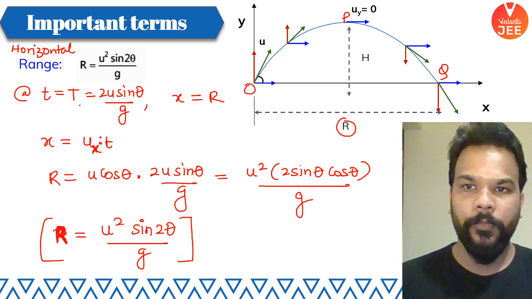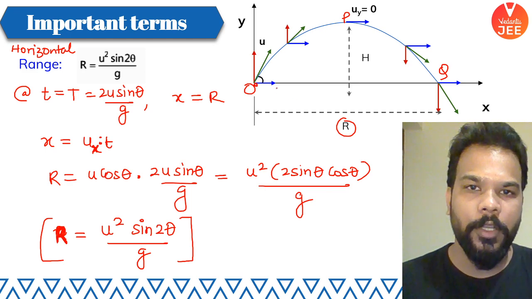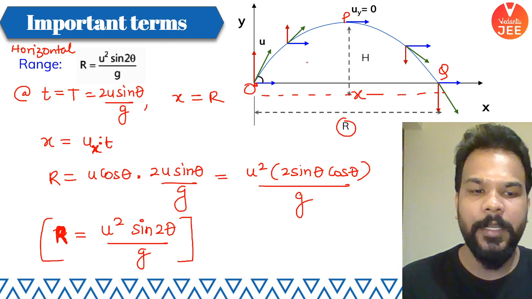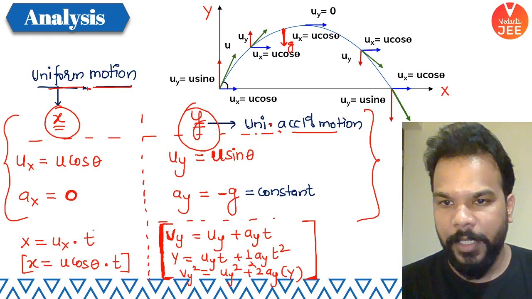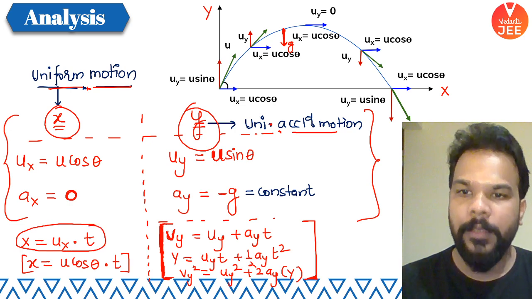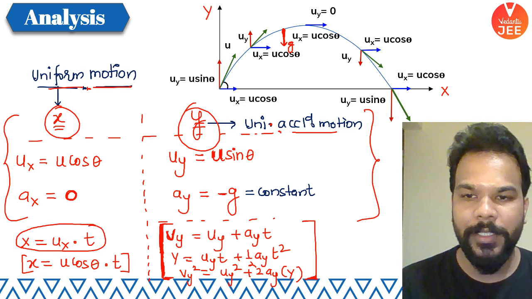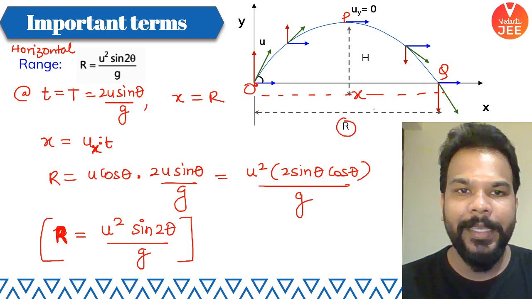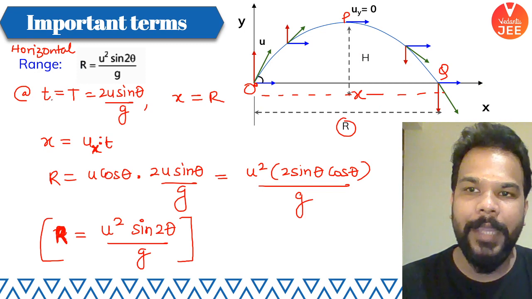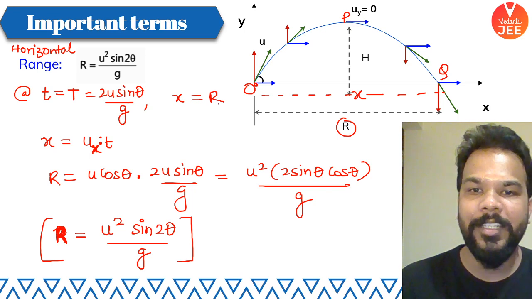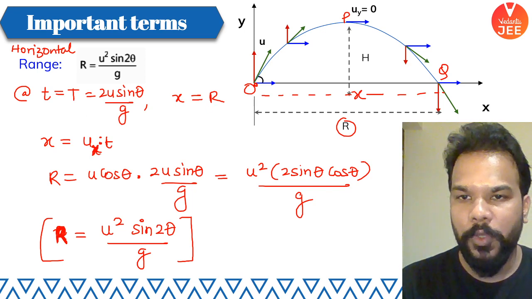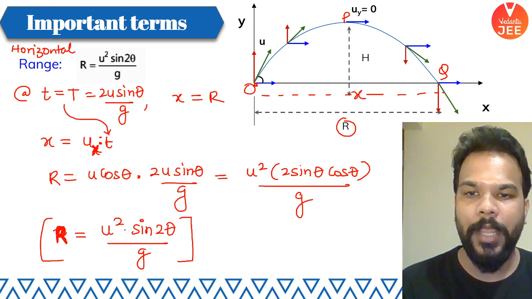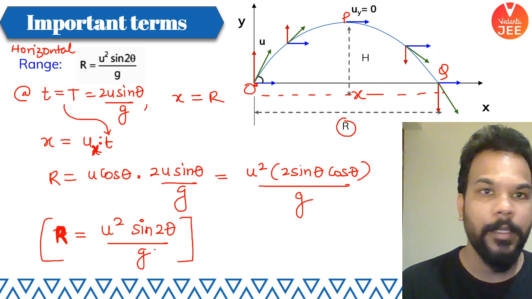Okay, what is happening here? Because we are talking about the horizontal displacement covered by the body, for horizontal displacement the equation that I am going to use is this. So the value of ux I am going to put as u cos theta, and the time elapsed by the body to reach from O to Q is capital T. So when time becomes capital T, horizontal distance becomes capital R. Putting the value of ux, putting the value of t here, and x as R, I get the range as u square sine 2 theta by g.